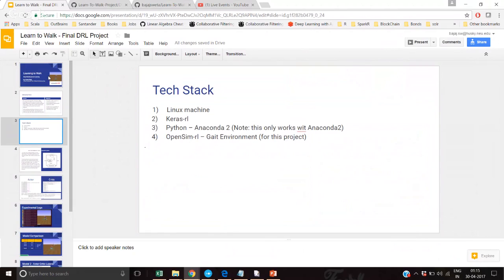The toolkit that I've used for running this program is a Linux machine, KerasRL, Python that works on Anaconda 2, and OpenSimRL. In the OpenSimRL, I've used the Gait environment, which uses the Gait model to run this program.